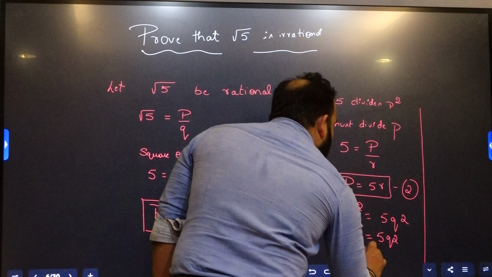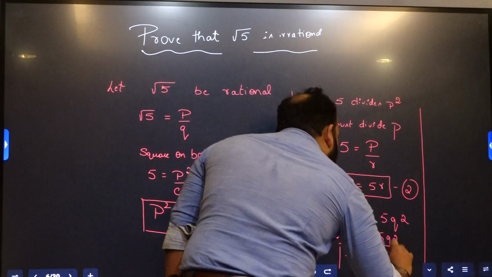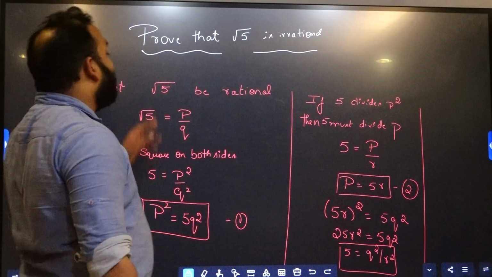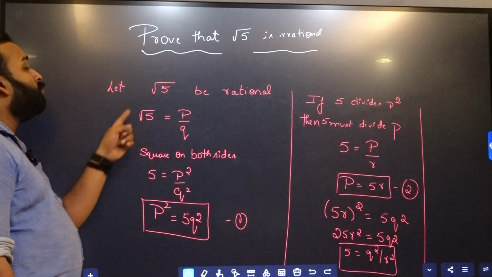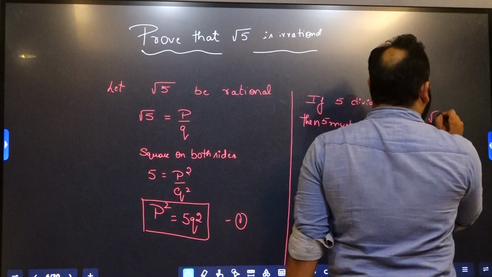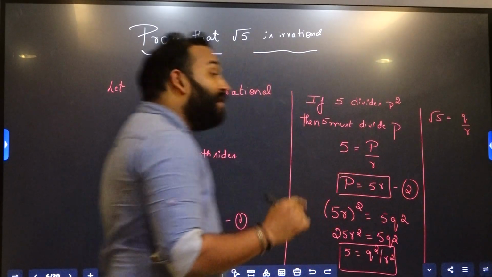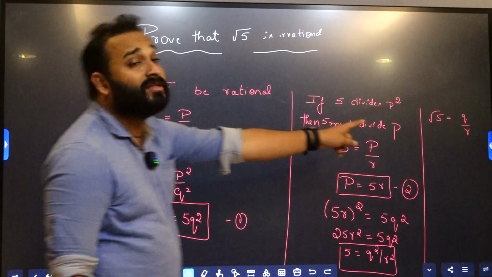Root 5 is equal to q square by r square. Yes or no? Initially what we assumed is that it does not have any other factor other than p and q, so root 5 is equal to p by q. We reached 5 is equal to q square by r square, where we can write root 5 is equal to q by r. See children, we have written it has no other factors. This contradicts the assumption here.